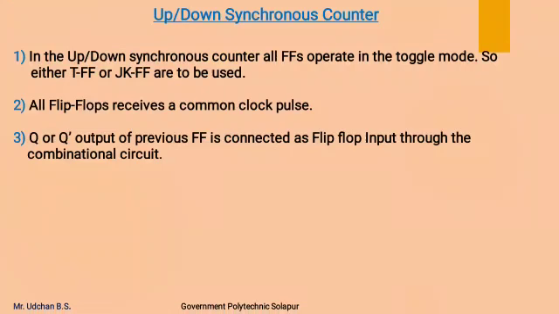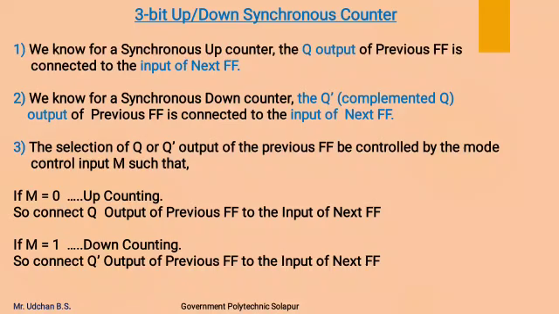After that, we will have the up-down synchronous counter. In an up-down synchronous counter, all the flip-flops operate in toggle mode. So either T flip-flop or JK flip-flop is used. All the flip-flops receive a common clock pulse. Only the Q or Q complemented output of the previous flip-flop is connected as the flip-flop input through the combinational circuit.